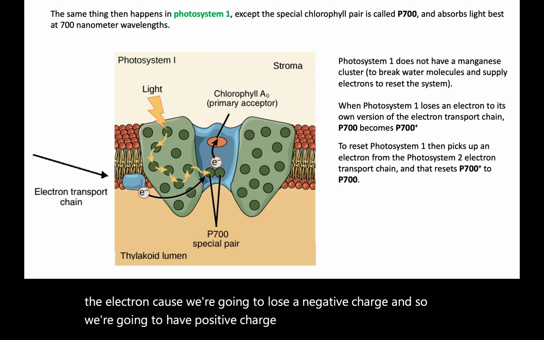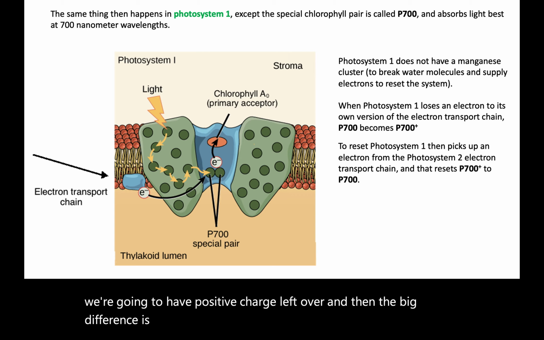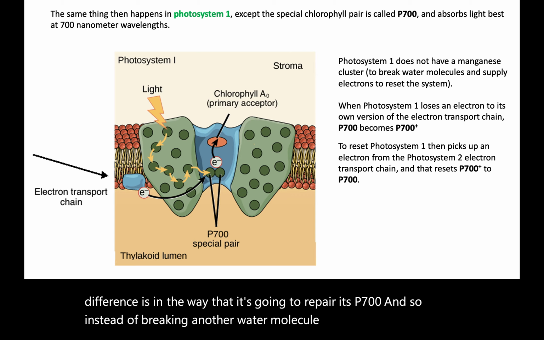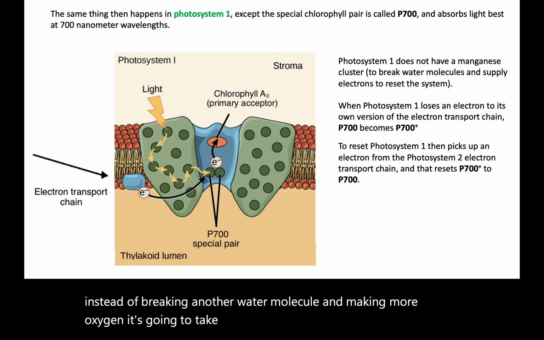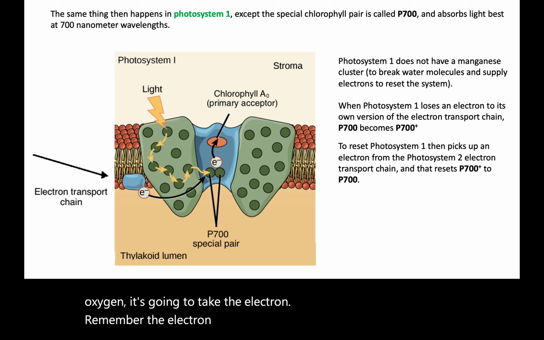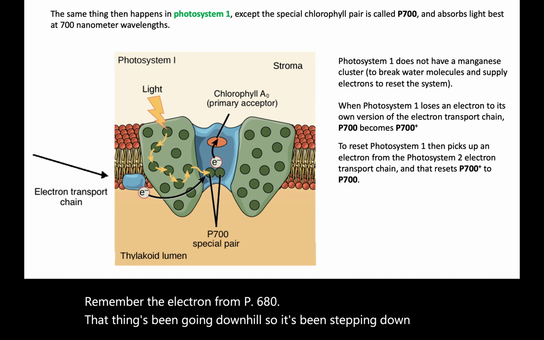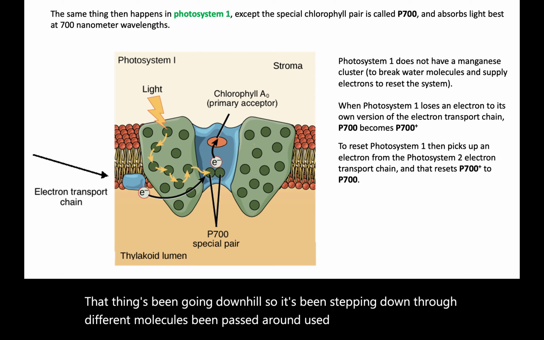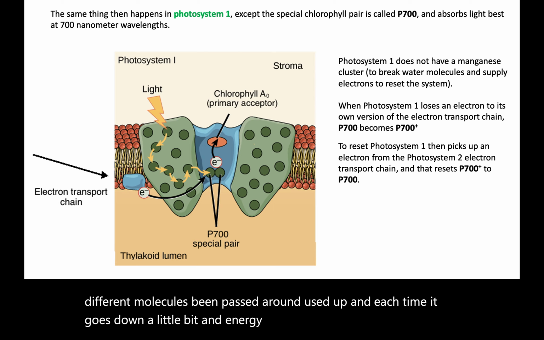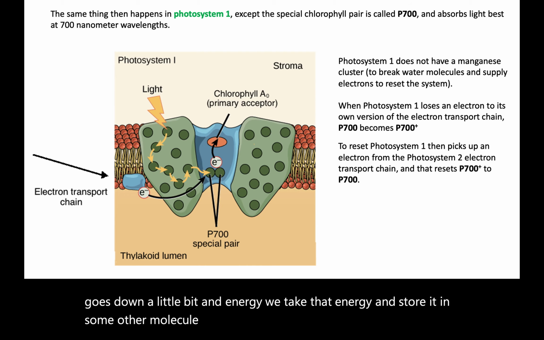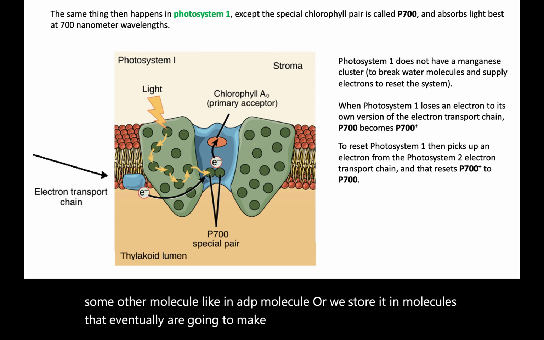And then the big difference is in the way that it's going to repair its P700. And so instead of breaking another water molecule and making more oxygen, it's going to take the electron. Remember the electron from P680? That thing's been going downhill. So it's been stepping down through different molecules, been passed around, used up, and each time it goes down a little bit in energy, we take that energy and store it in some other molecule, like an NADP molecule, or we store it in molecules that eventually are going to make us ATP molecules. It's not direct, but eventually we do get there.